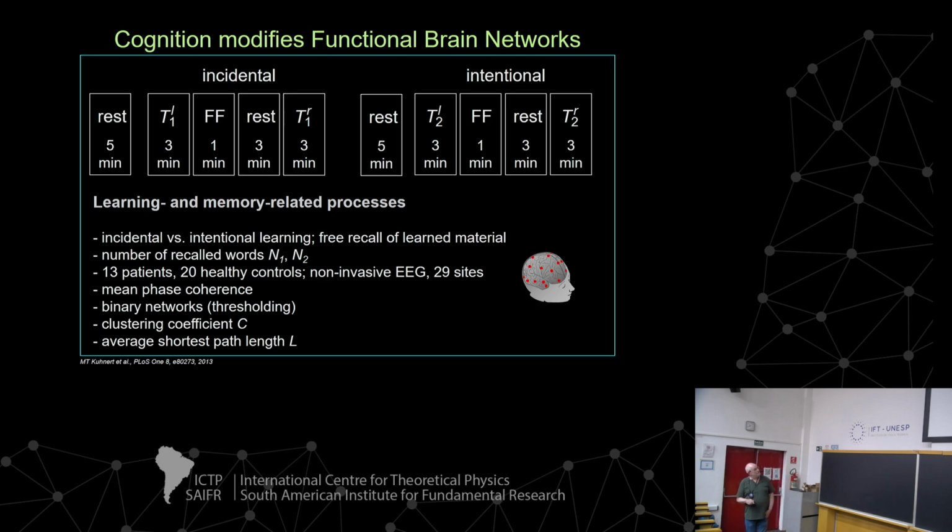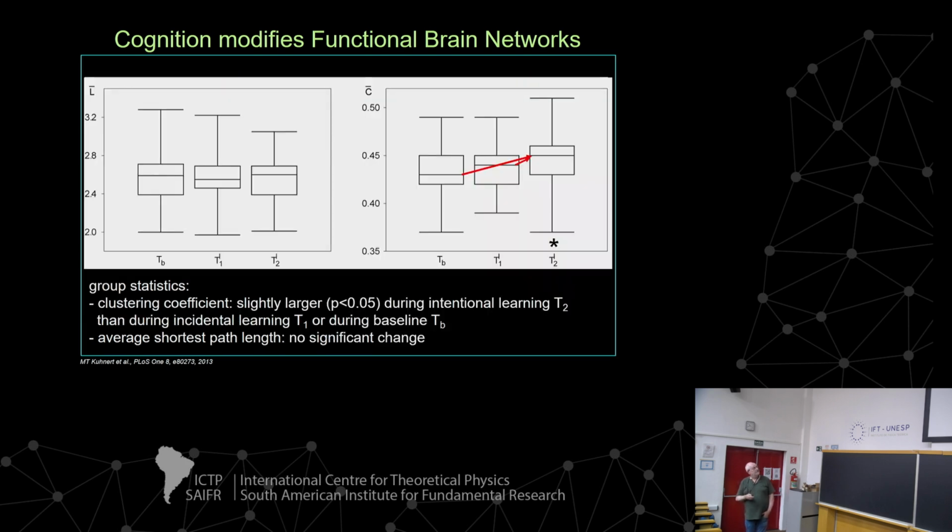So we have 13 patients and 20 controls. We have the number of recalled words as the output from both of these tests. We go for a binary network, we measure clustering coefficient and path lengths, and we see that there is no change in the clustering coefficient or the path lengths. But if you go for average statistics, you see a tendency that the clustering coefficient increases the more complicated the task becomes.